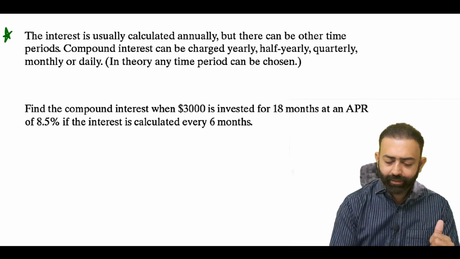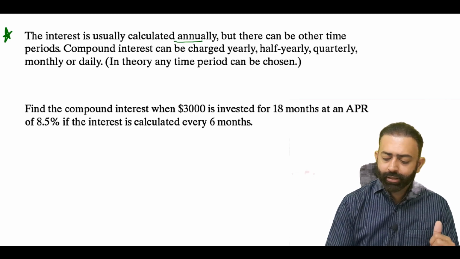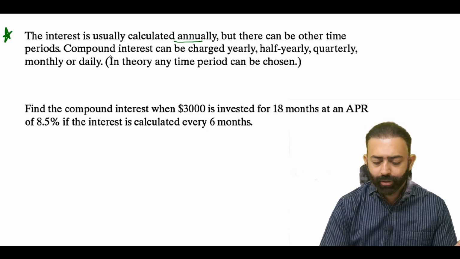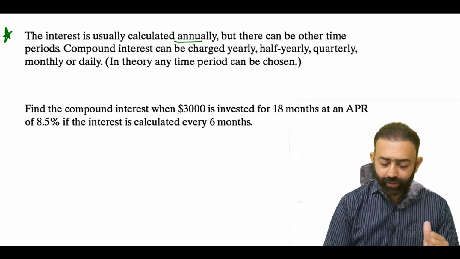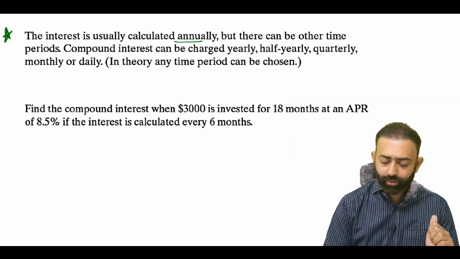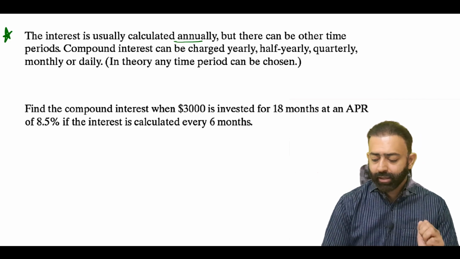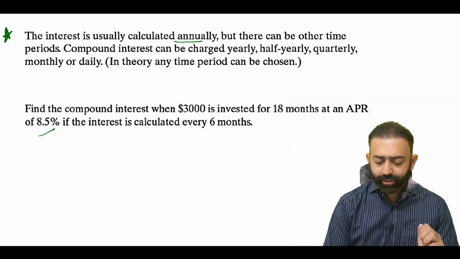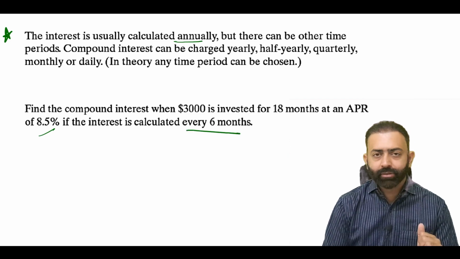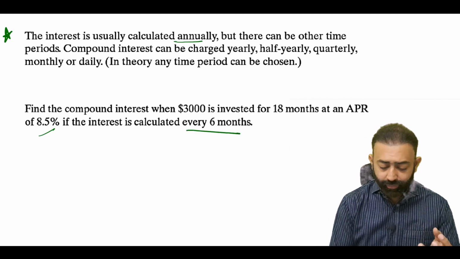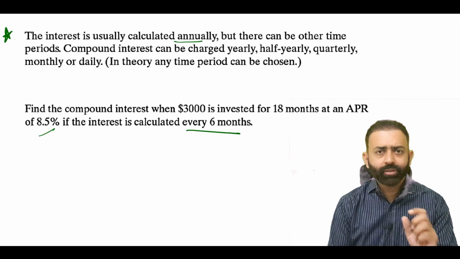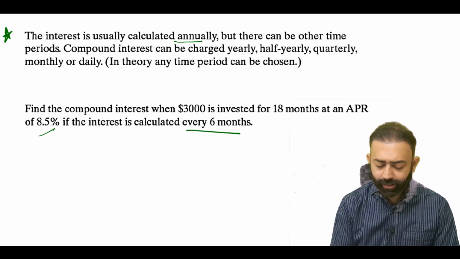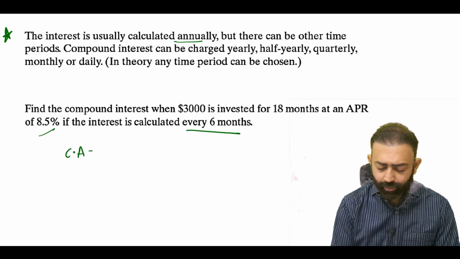The interest is usually calculated annually, but there can be other time periods. Compound interest can be charged half yearly, yearly, quarterly, monthly, or daily. For example, find the compound interest when $3,000 is invested for 18 months at an APR of 8.5% if the interest is calculated every 6 months. For every 6 months, we'll use the same formula but with slight modification. The formula will become the compound amount I am finding out.